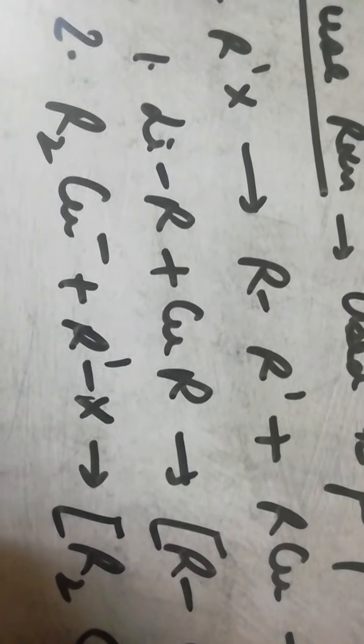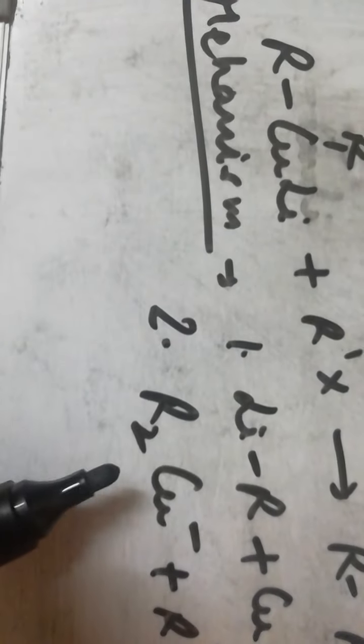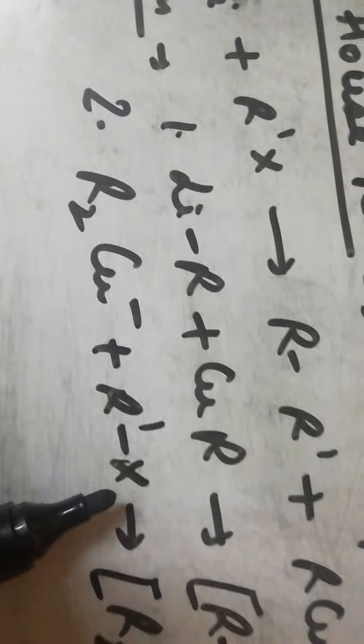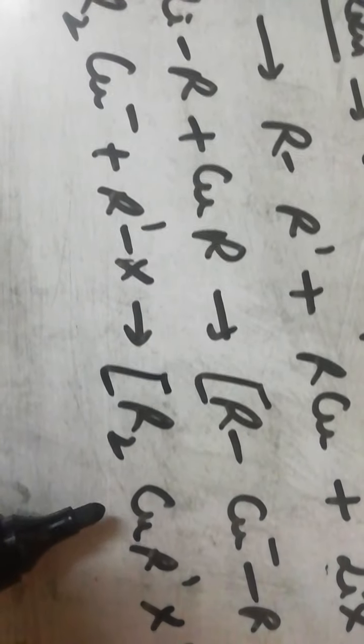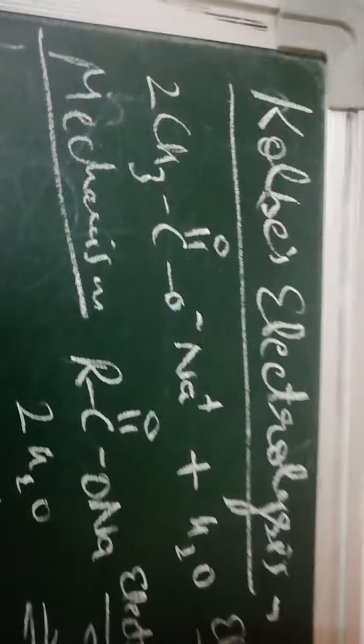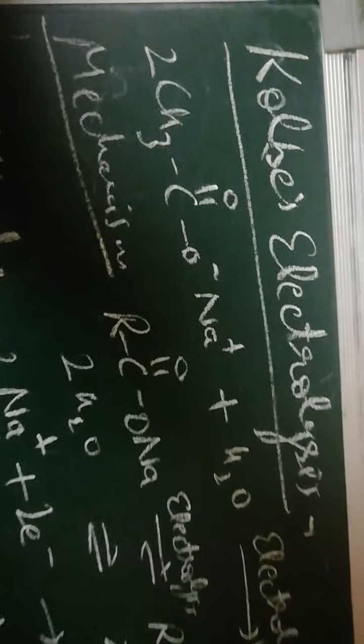What is the mechanism? LiR plus CuR gives us R2Cu negative and lithium positive. This is a coordination compound. Second step is R2Cu negative plus R'X, and we will get R2CuR'X negative, and the reaction will proceed further and we will get one molecule of alkane plus alkyl copper plus X negative ion.